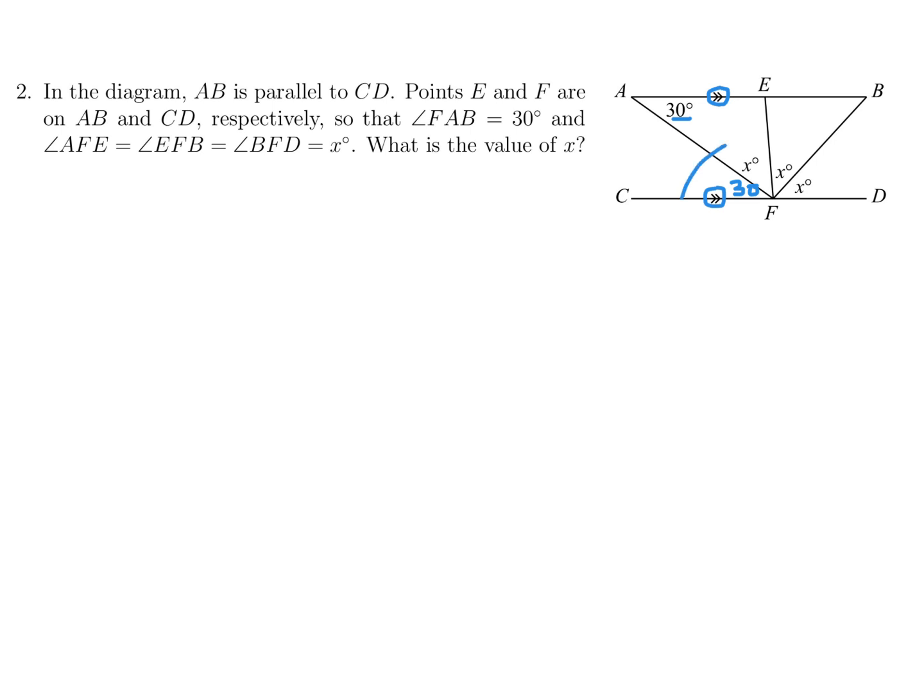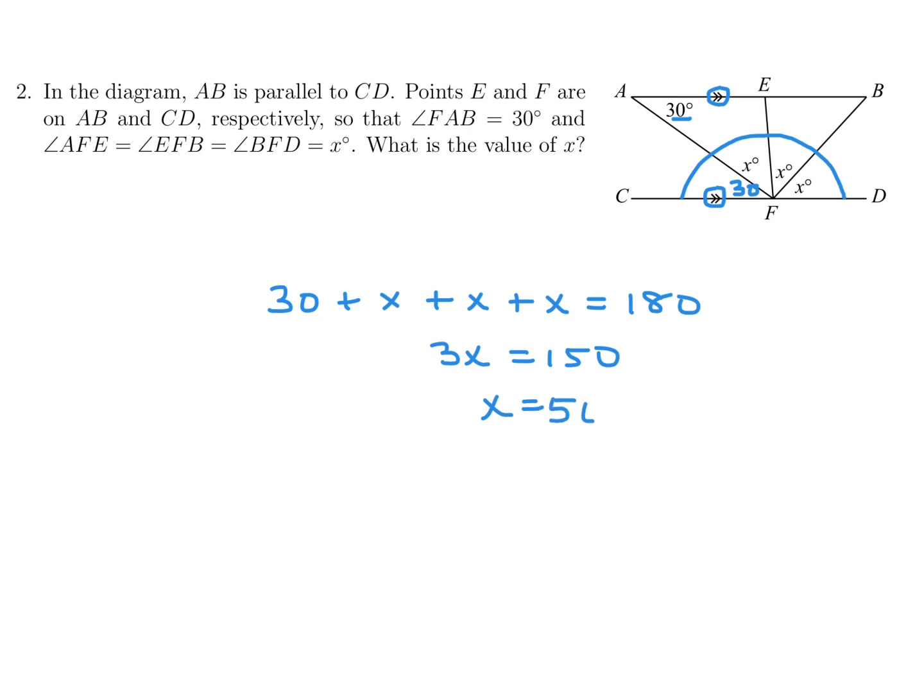Okay, so now if you look at all of these angles, since they're about one line, they would all add up to 180. So 30 plus x plus x plus x is 180. So that means 3x would be 150, and therefore x is equal to 50 degrees.